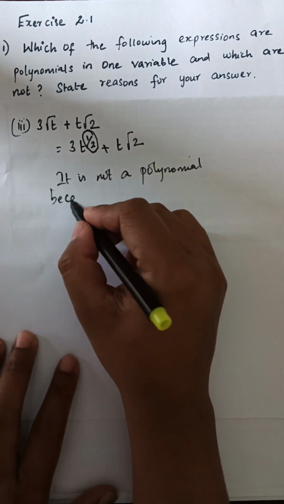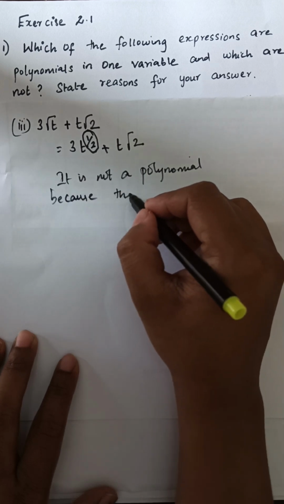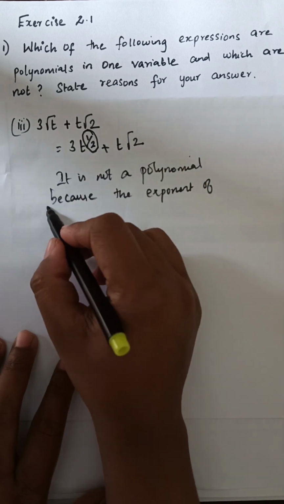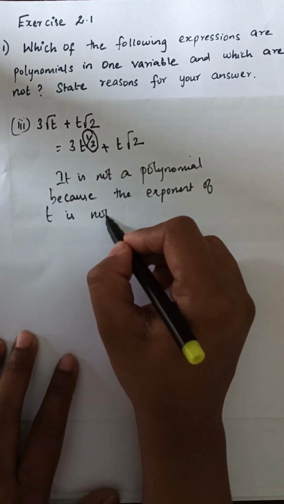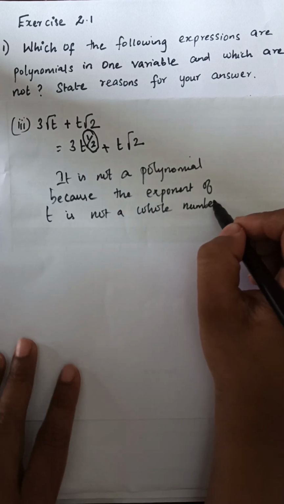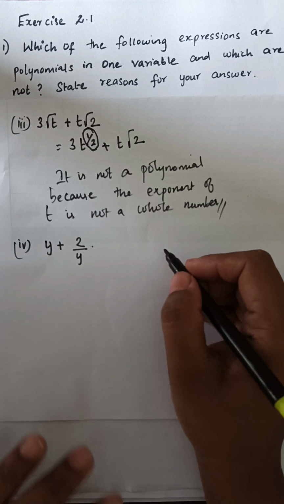We can state the reason: because the exponent of t is not a whole number. That's it. Okay. So this is the fourth question.